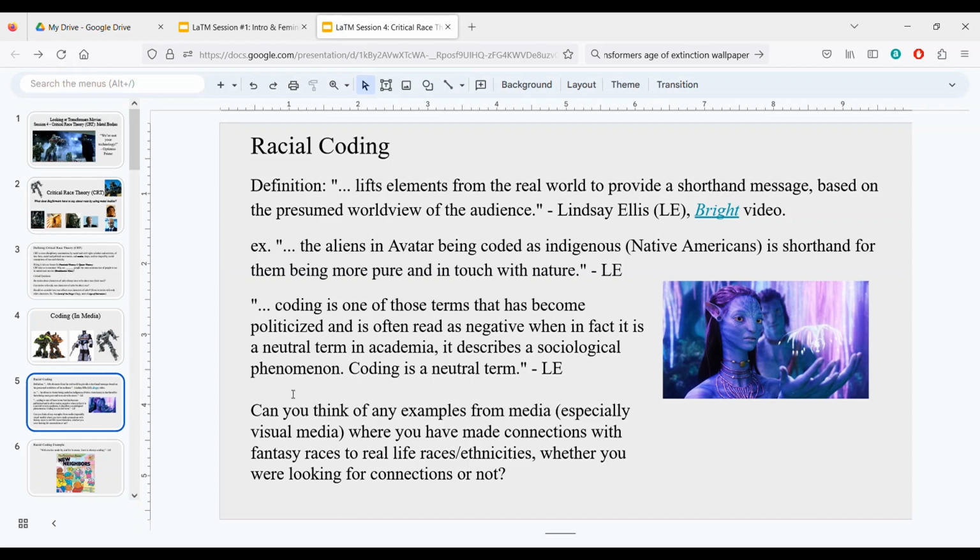She also wants to make it clear that coding is one of those terms that has become politicized and is often read as negative when in fact it is a neutral term in academia. It describes a sociological phenomenon. Coding is a neutral term.